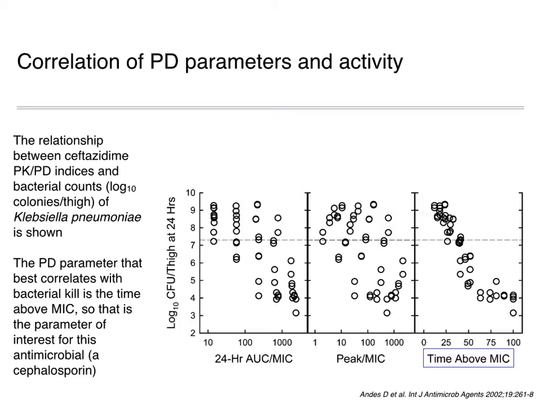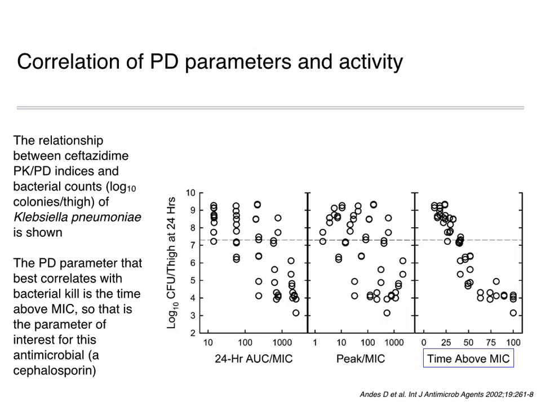Also, the peak to MIC is basically just a scatter plot. There's really no direct relationship, whereas if you see the time above the MIC, there's a much tighter curve. If you increase time above the MIC, then you have lower counts in your mouse thighs, and so you have a better outcome from a killing point of view. And so the conclusion at this point of the study would be that for this antibiotic, time above the MIC is what correlates with bacterial killing and correlates with efficacy.